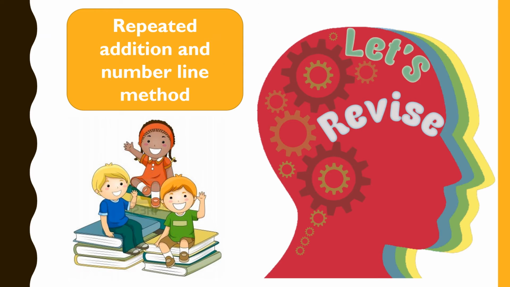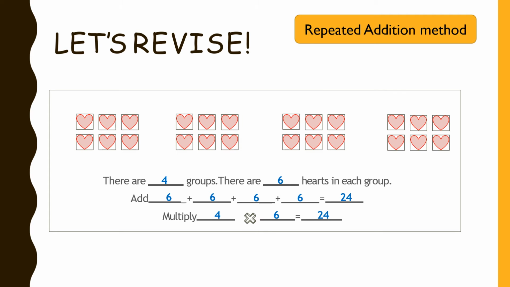Okay. Now let's revise the repeated addition and number line method. First we will see the repeated addition method. Do you see this? We have learned this last time. Repeated addition. Now there are 4 groups, right? 1, 2, 3 and 4. 4 groups, and in each group there are how many hearts? Let's count. 1, 2, 3, 4, 5 and 6. So there are 6 hearts in one group. And there are a total of 4 groups.